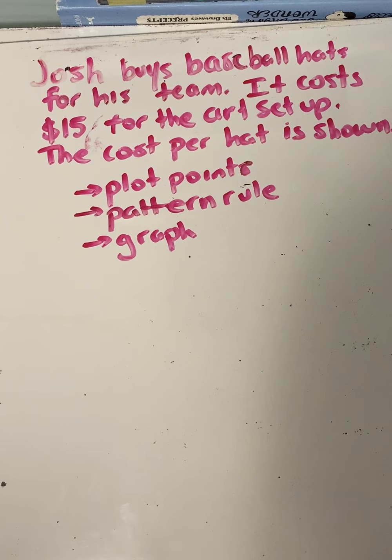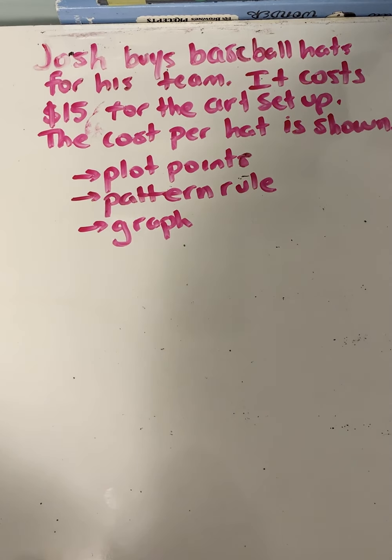Right, guys, we are back for the application section of this lesson, and we're just going to talk about some more opportunities and examples for us to practice the skill that we've learned today, which is graphing algebraic expressions. So Josh buys baseball hats for his team. It costs $15 for the art setup. The cost per hat is shown. So I'm going to draw that out right now.